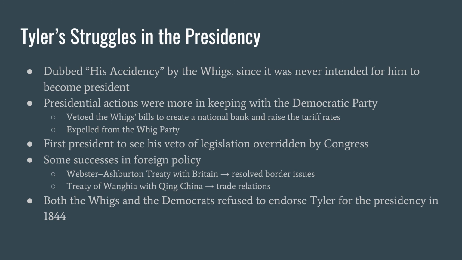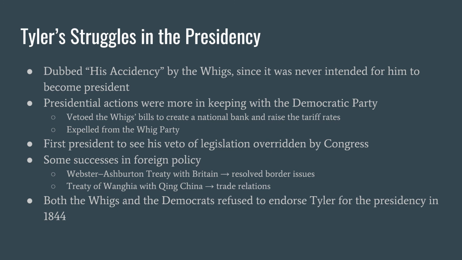So John Tyler had many, many struggles during his one term as president. He is dubbed his accidency by the Whigs, since it was never intended for him to become president. You know, the Whigs put forth William Henry Harrison. They just put John Tyler on there too. But it was never intended for him to become president.